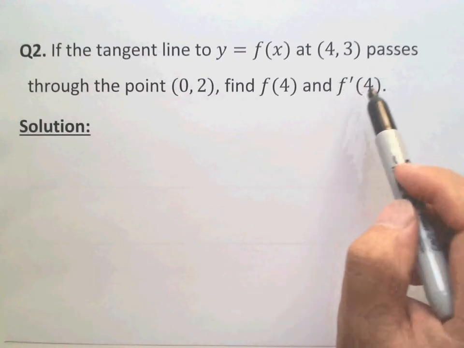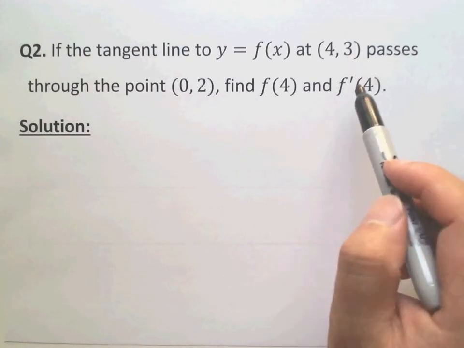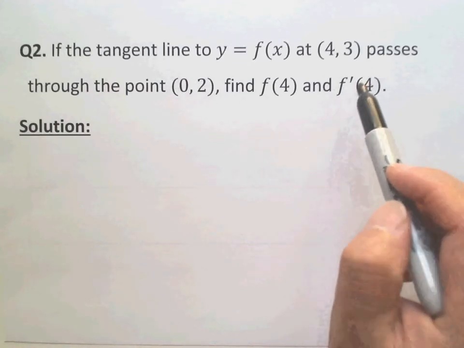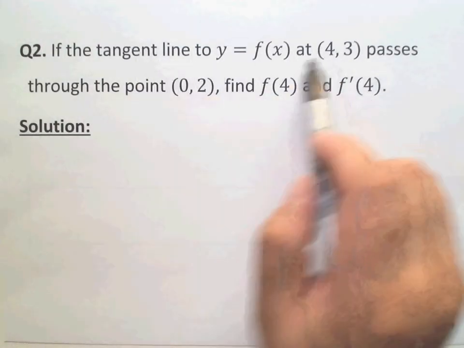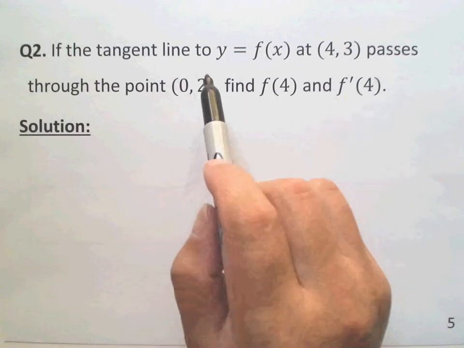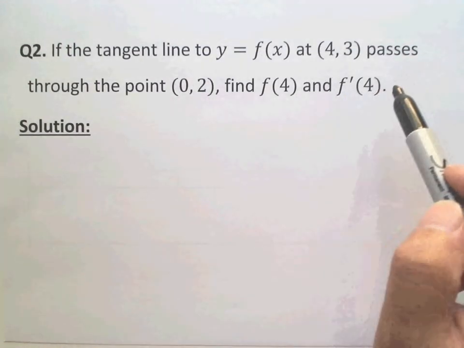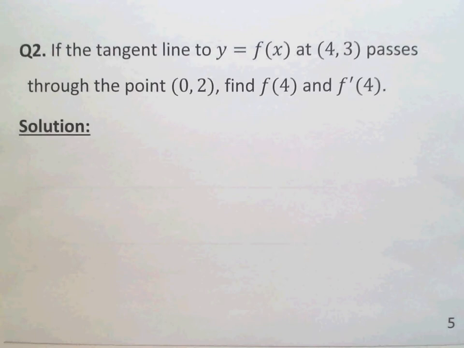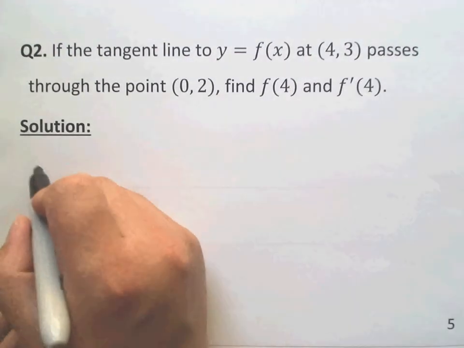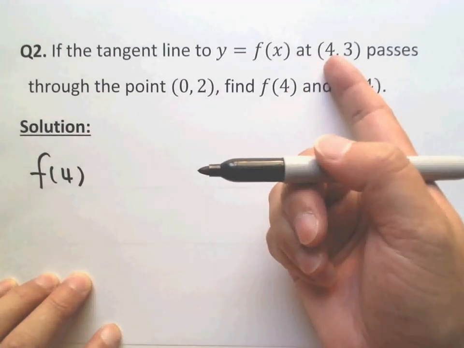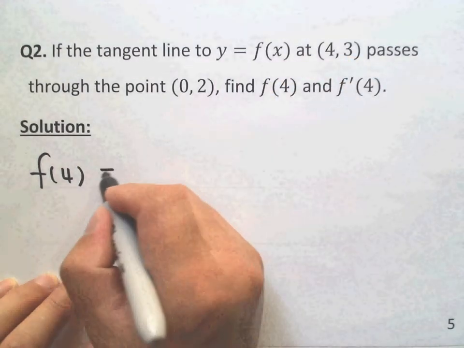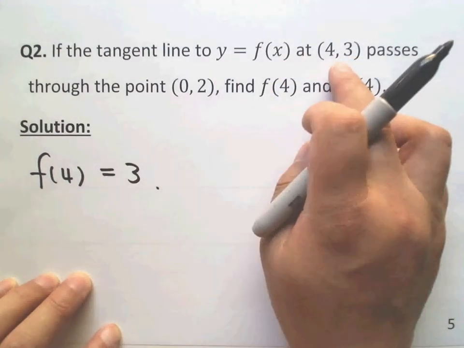How about the second? The second is the derivative at 4. Do you remember, the derivative at 4 is exactly the slope of the tangent line. Now we know the tangent line goes through these 2 points, so we know the slope. Therefore, we know the derivative. That's all we need. Let me write something. So the first, f at 4, we already know, right? When x equals 4, y equals 3, so this equals 3, because this point is on the graph.